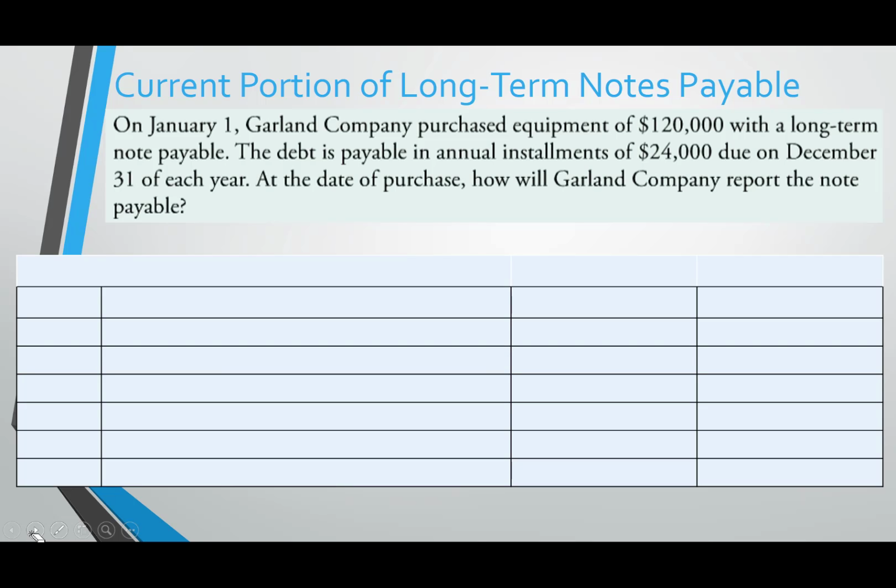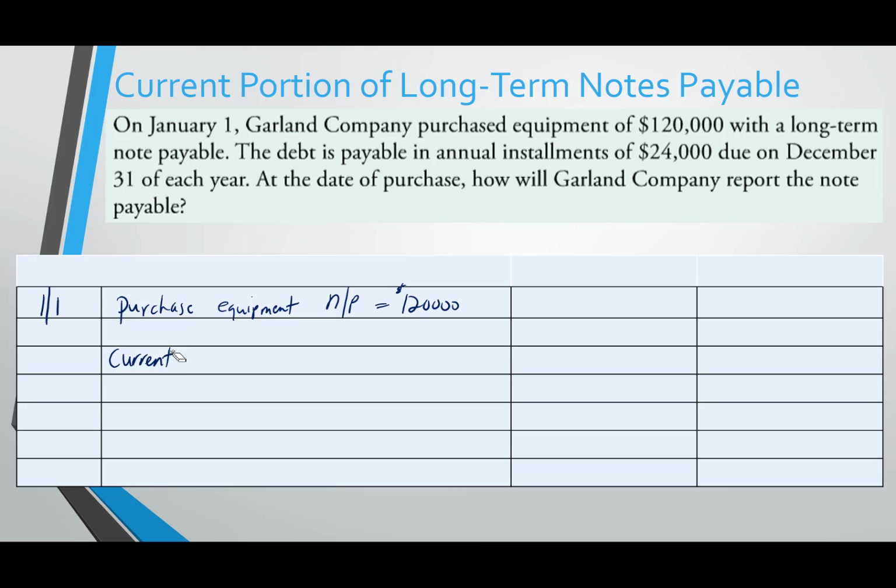It says on January 1st, Garland Company purchased equipment of $120,000 with a long-term note payable. The debt is payable in annual installments of $24,000 due on December 31st of each year. At the date of purchase, how will Garland report the note payable? Okay, so this is really on 1/1. We're going to purchase equipment with a notes payable totaling $120,000.